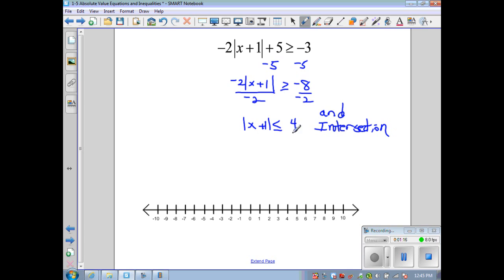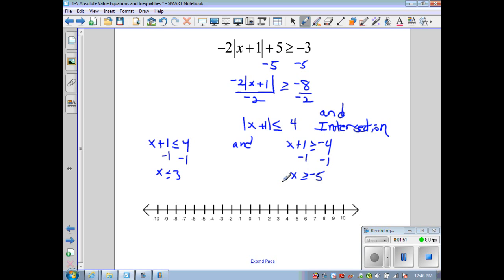Let's set the expression x plus 1 less than or equal to 4, and x plus 1, flipping the symbol, greater than or equal to negative 4. Solving each one separately, subtract 1 on both sides. X is less than or equal to 3. And subtract 1 on both sides. X is greater than or equal to negative 5.